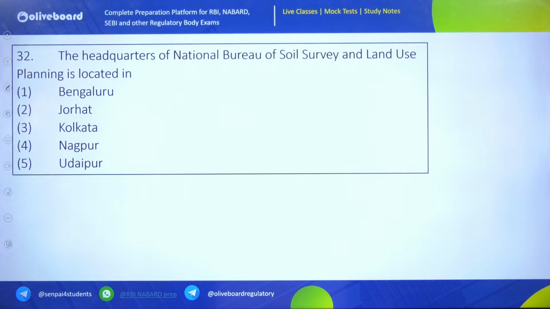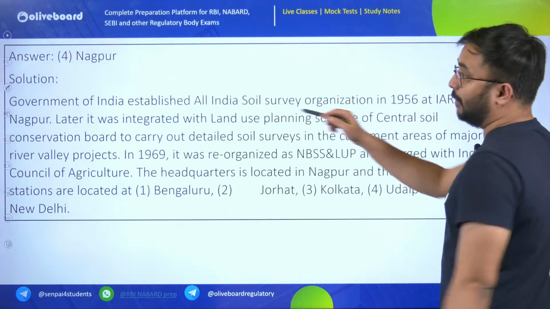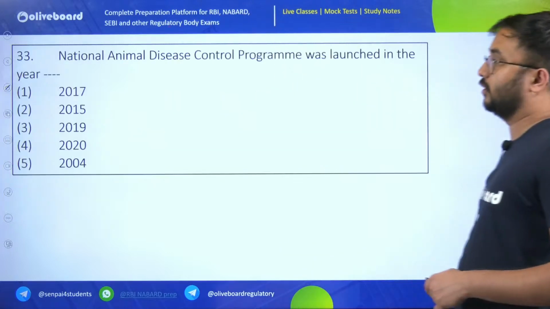Okay, next. The headquarters of National Bureau of Soil Survey and Land Use Planning is located where? Bangalore, Jorhat, Kolkata, Nagpur, Udaipur. The answer here is very simple. It is Nagpur. Remember this. It is Nagpur. Next.